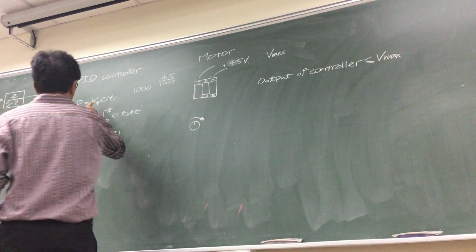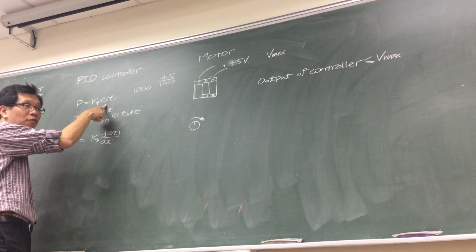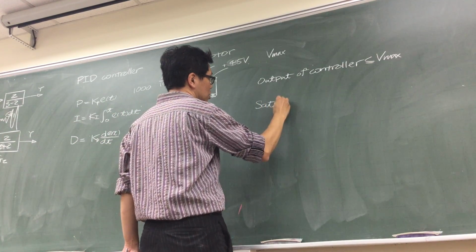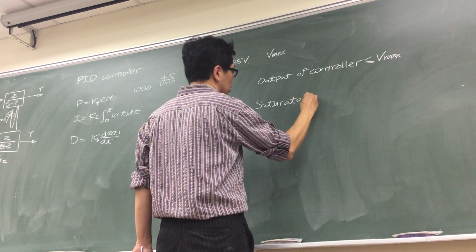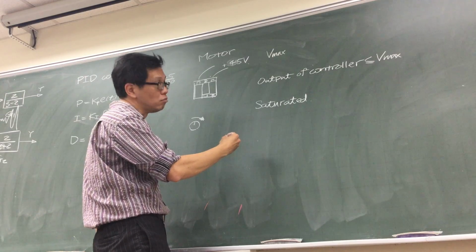But if you multiply this number by this number and it's greater than 4.5, your system is going to be saturated. I think you guys learned this in 电路学.